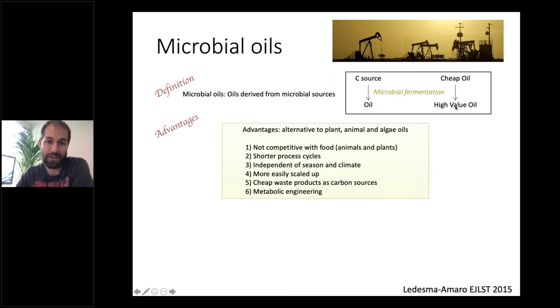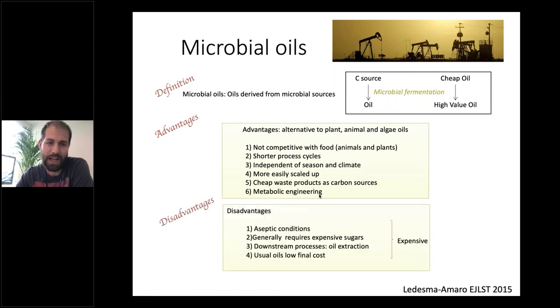The advantage of microbial oils is that they don't compete with food, which is something that happens with animals and plants. They have shorter process cycles. They are independent of the season, climate, or geopolitics. They can be easily scaled up. They can use cheap carbon sources. And we can do metabolic engineering, which means we can specifically make oils that have a specific function or value.